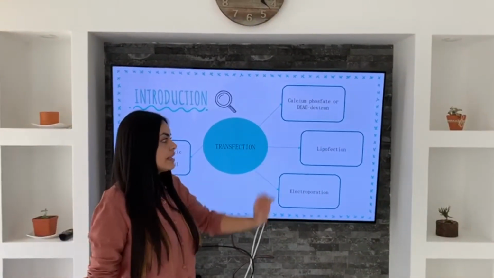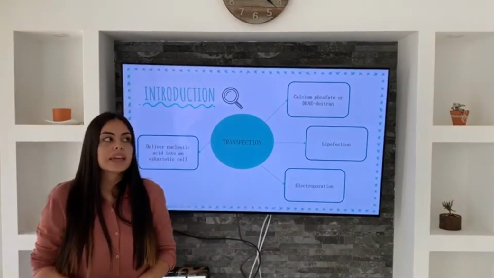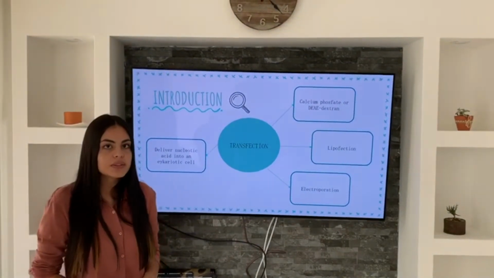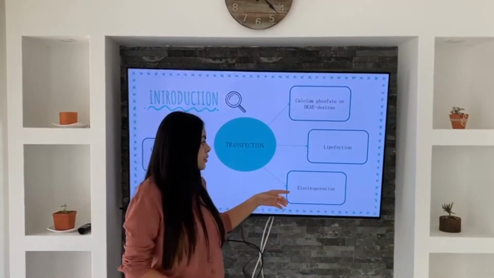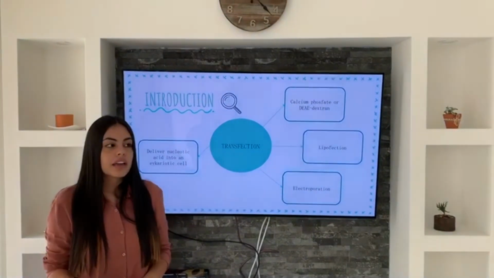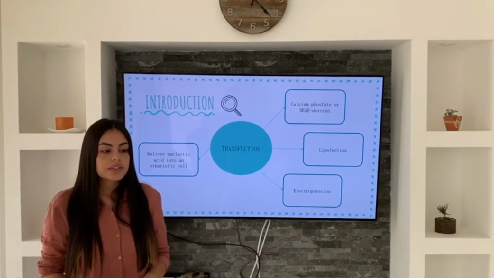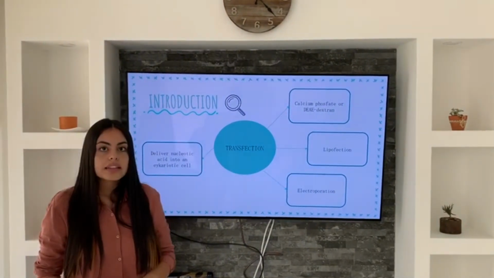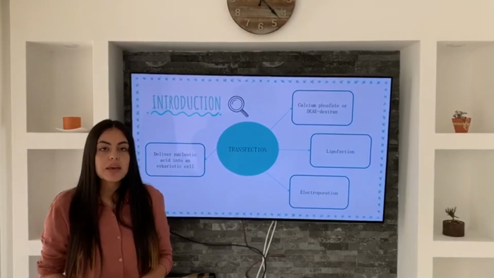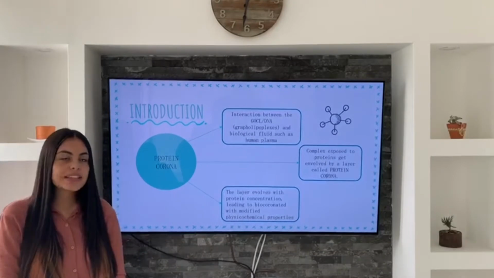The second one is lipofection, where the DNA is treated with cationic lipids, and this complex can diffuse in the membrane. And the third one is electroporation. The DNA is incubated in special vials that contain electrodes, and then they apply a current, and this current makes the membrane more permeable. The second thing we are going to talk about in the article is the protein corona.